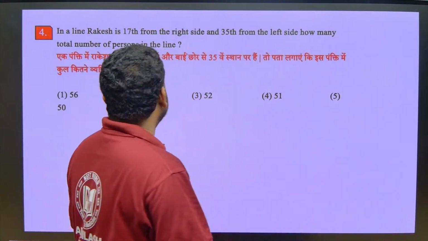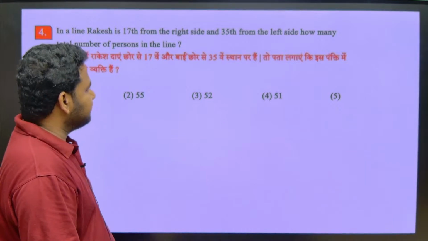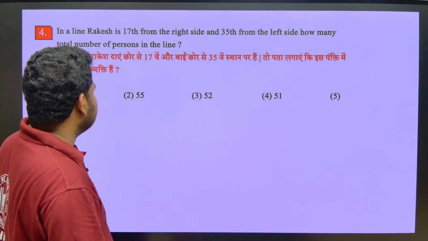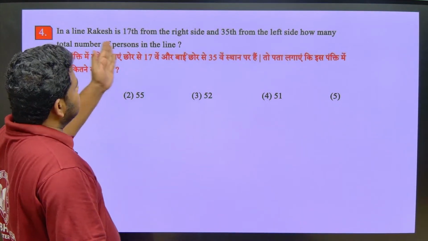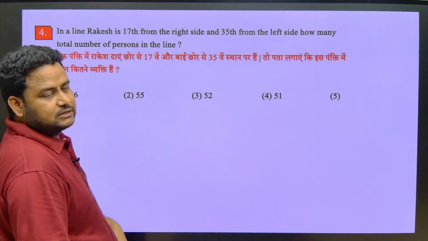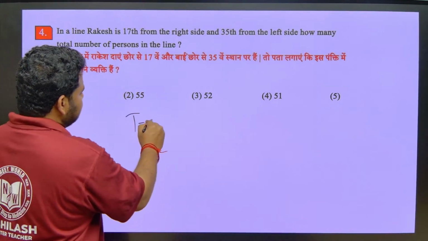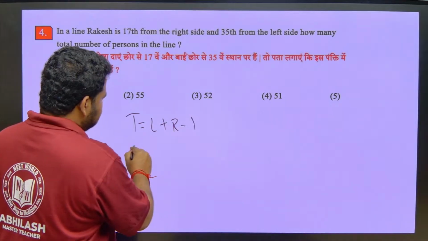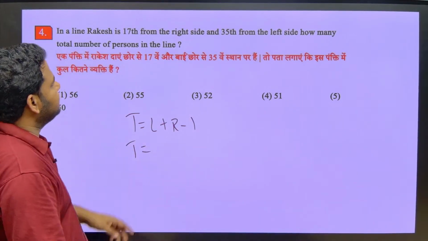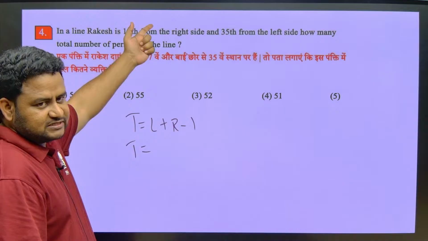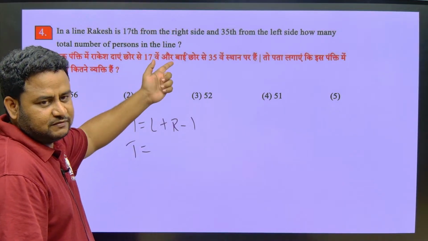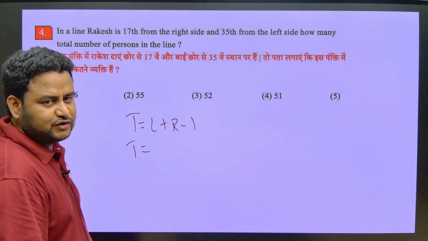In a line, Rakesh is 17th from the right side and 35th from the left side. How many persons are there? They are asking. Left side it is 35, right side it is 17. Total is how much? Total is equal to L plus R minus 1. Correct? So directly what you can do, total is equal to 35 plus 17, which is 52, minus 1. The formula is L plus R minus 1. 52 minus 1, it is 51.